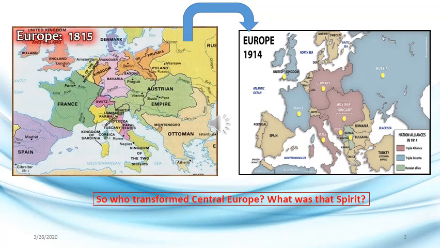So we need to analyze in this chapter what was that force. We are actually analyzing the growth of national sentiment in Europe. And I just want to go with a further detailed discussion on the entire map study, the various points of this analysis, comparing these two maps, Europe 1815, Europe 1914. So just follow me.